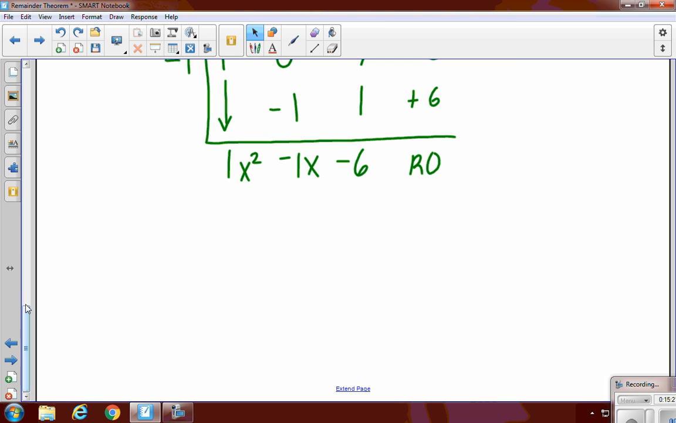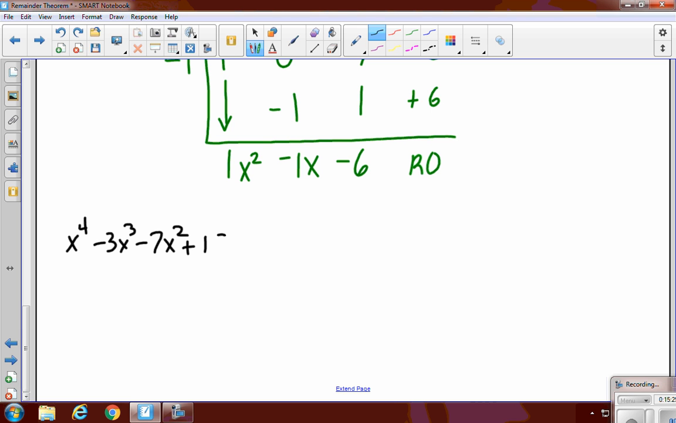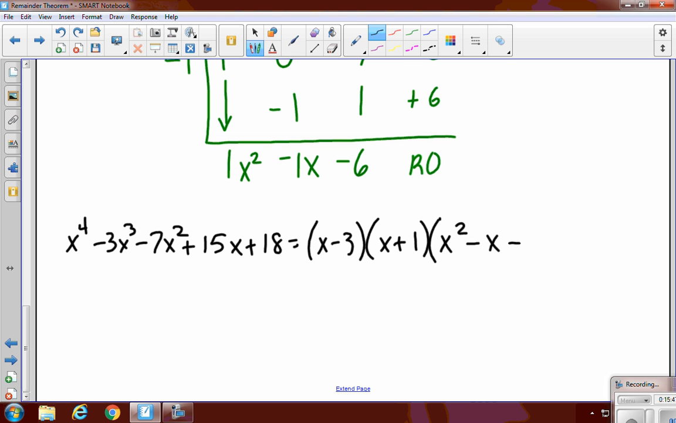So what we just found out is that this big thing now can be broken up. This x to the fourth minus 3x cubed minus 7x squared plus 15x plus 18 has factors. One of them was x minus 3 from the first time we did the remainder theorem. One of them was x plus 1. And now we've got this quadratic function, which is x squared minus x minus 6.